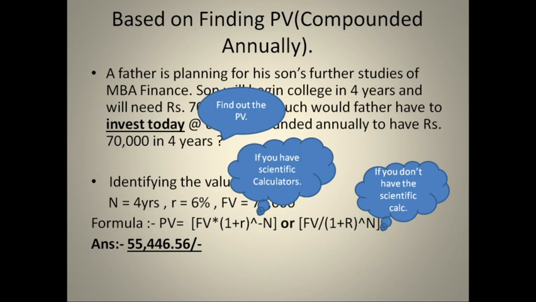So how to interpret this answer now? The question had asked what amount the father should invest today. He should invest 55,446 rupees and 56 paise today to get 70,000 rupees at the end of 4 years. Okay, fine.